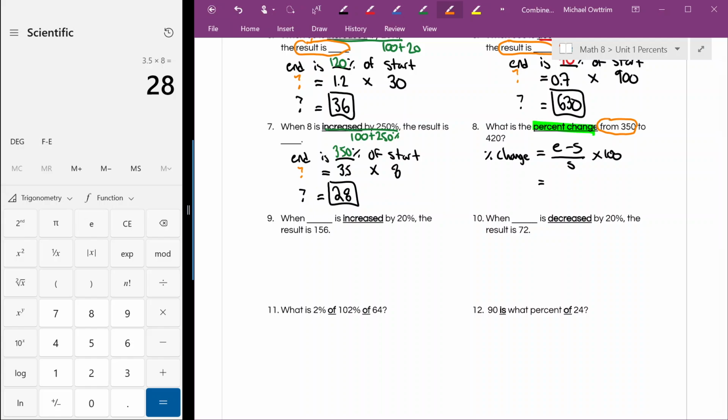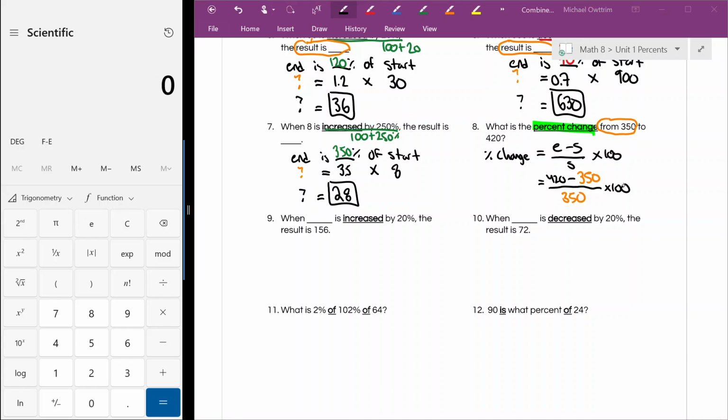Okay, when we're coming from 350, 350 is that starting number. So it's going to go in the right and bottom of this fraction. What we're going to is our end number. So in this case, that's 420. We need to multiply that by 100.